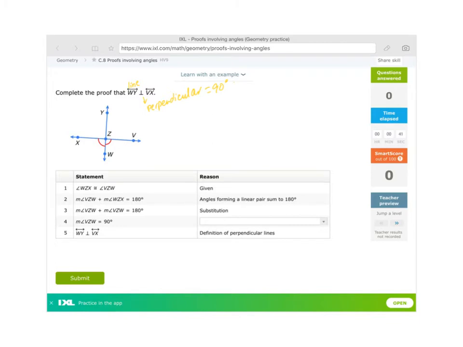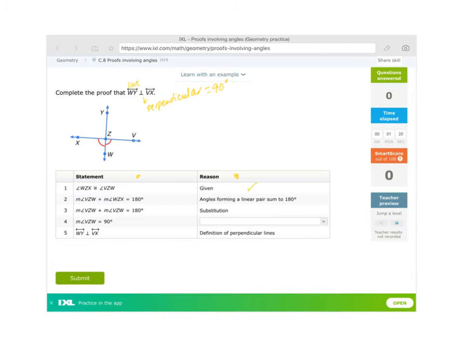Okay, let's read the question and then we'll see what's the statement and what's the reason, which is given over here. So we've got W, Z, Y and X, Z, Y, V. And we've been given these two angles right here and here, right? So angle WZX, which is this angle, the yellow angle, is congruent to VZW, which is given over here. Okay, so that's given to you.